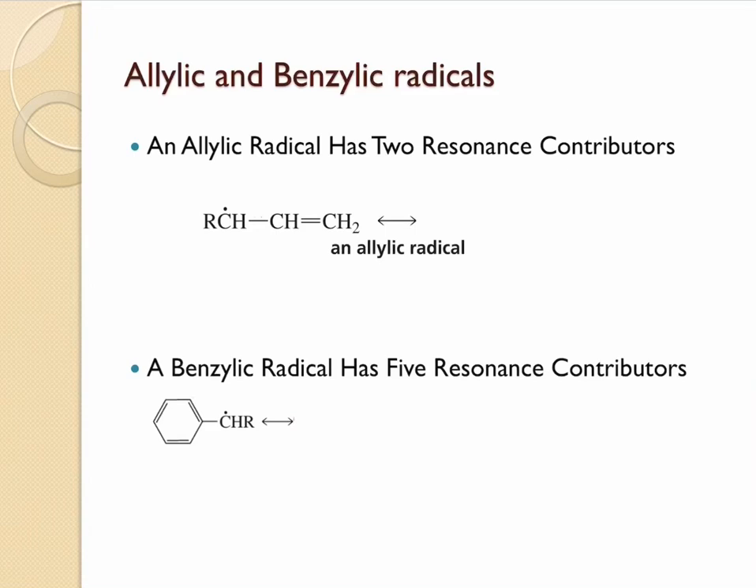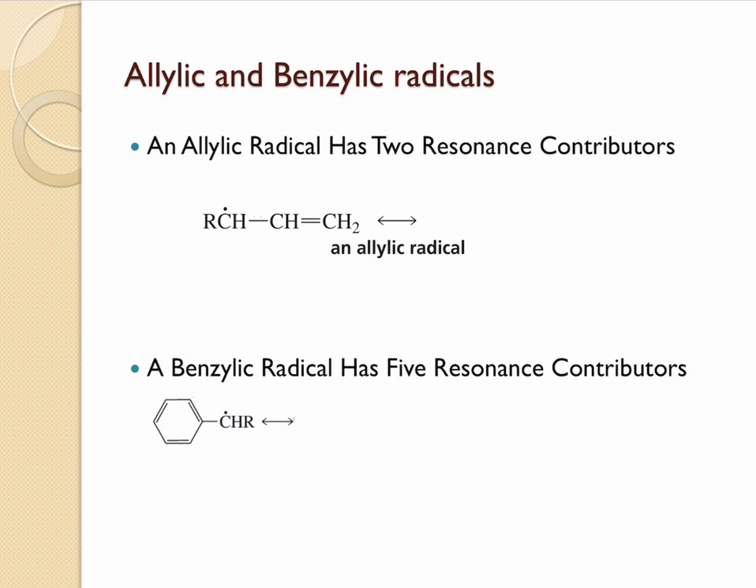Allylic and benzylic radicals. An allylic radical is something which has an unpaired electron on the allylic carbon, whereas a benzylic radical has an unpaired electron on the benzylic carbon. One important thing to say about allylic and benzylic radicals is that they can have resonance contributors.